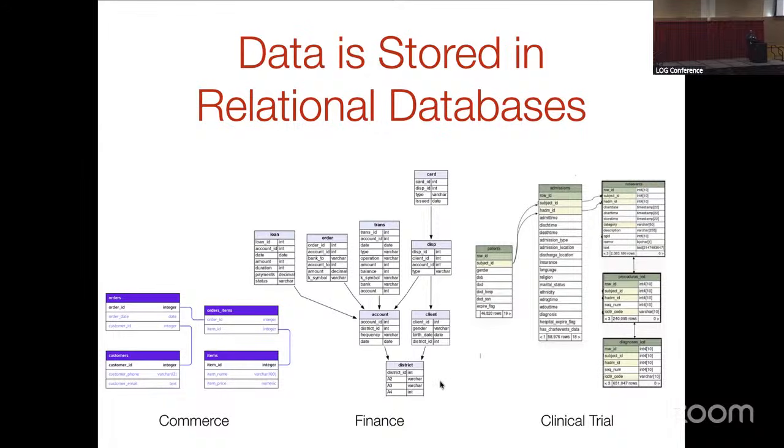Or you can find such data in finance, where you can have tables of accounts, tables of clients, tables of loans, and tables of orders. Again, it's a relational database. It's a database with multiple tables interlinked with primary-foreign keys. And same idea, you can find data in hospitals or clinical trial data, where you have tables of diagnoses, procedures, patients, and again, these tables have dependencies between each other.